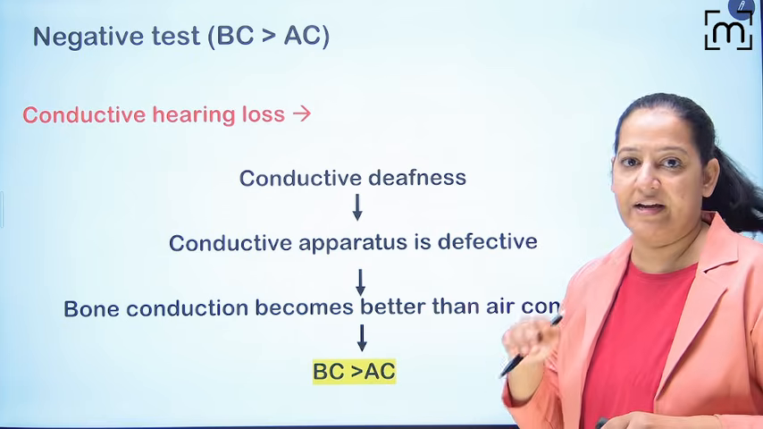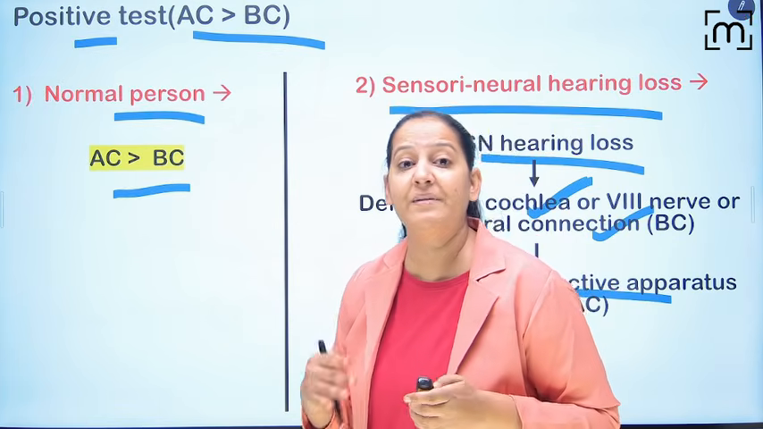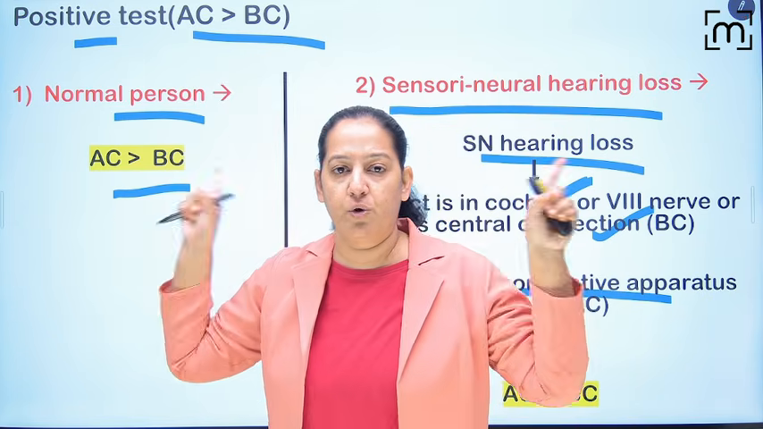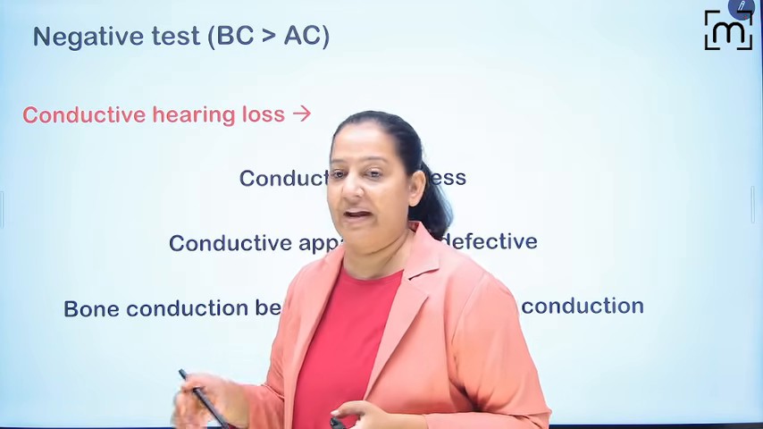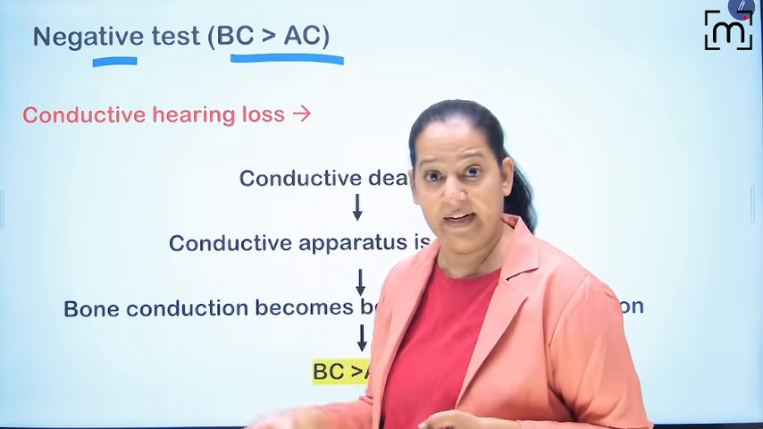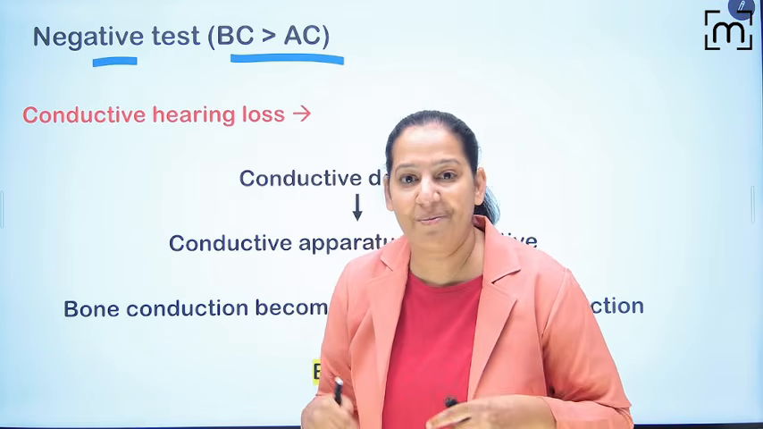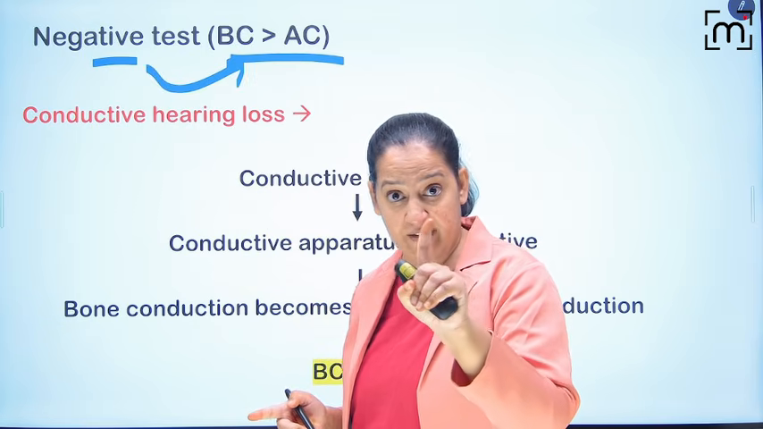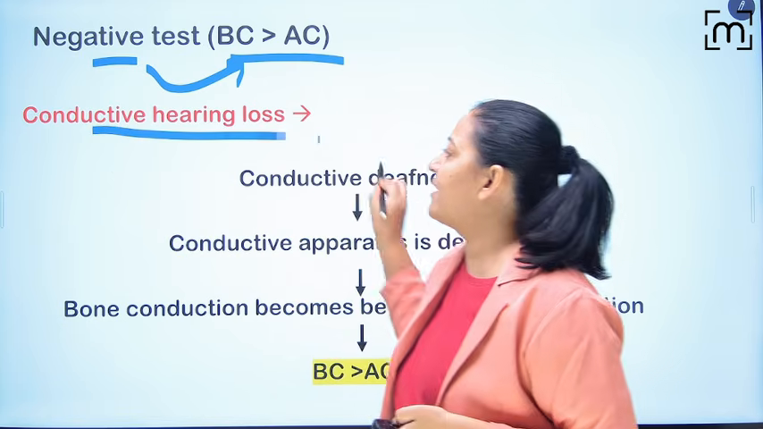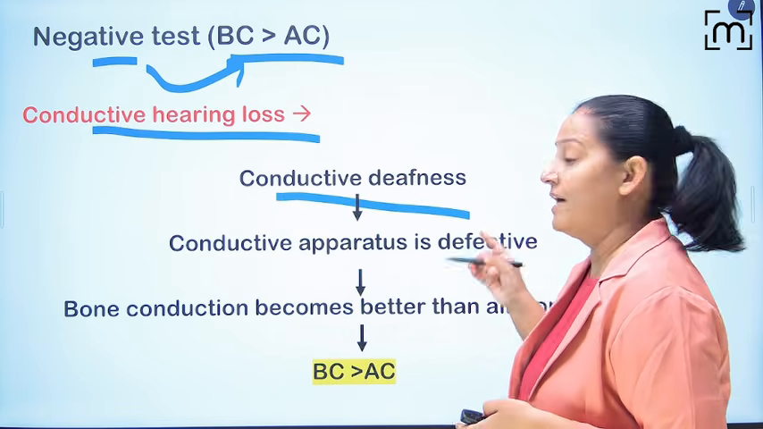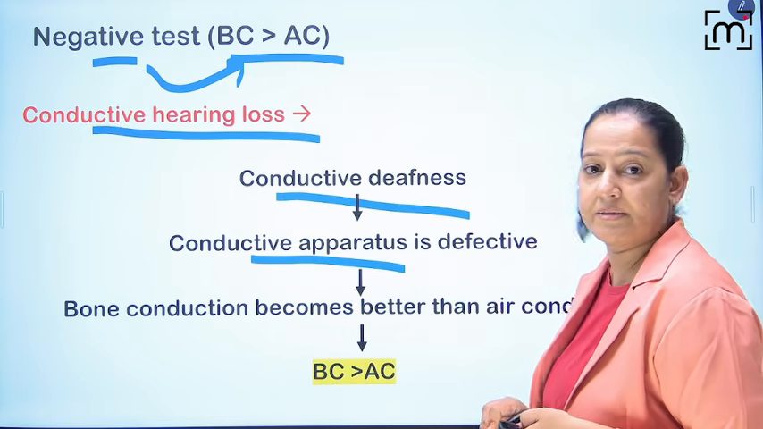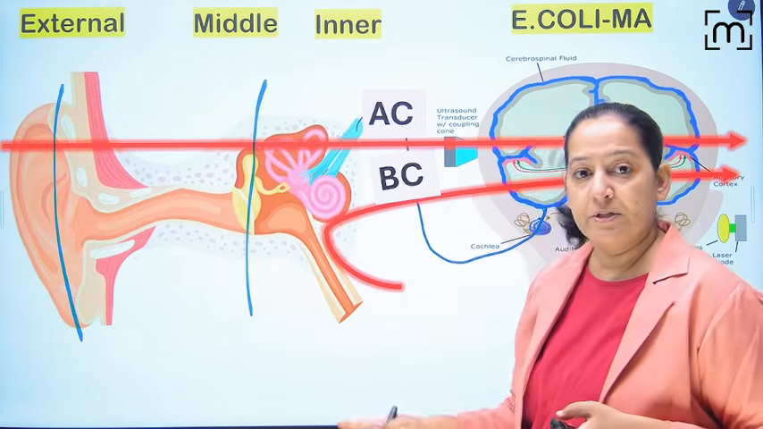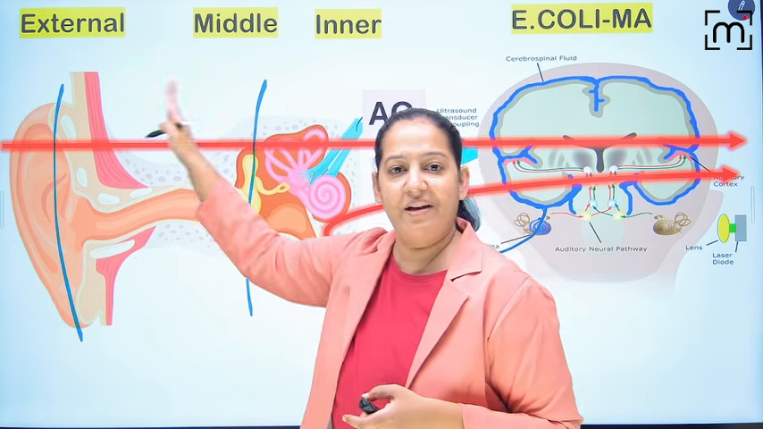Now coming to negative Rinne. First you tell me the definition. What is the definition of positive Rinne? AC greater than BC, and it is seen in two conditions. You should know the reason for both conditions. Negative Rinne is BC greater than AC. It's opposite, that's why we are saying negative. First write down the definition, then tell me the condition. Only one condition in which BC is greater than AC, and that is conductive hearing loss. In conductive deafness, there is some problem in the conductive apparatus. The conductive apparatus starts from here till the tympanic membrane. So the defect is anywhere over here, either in the external ear or middle ear.